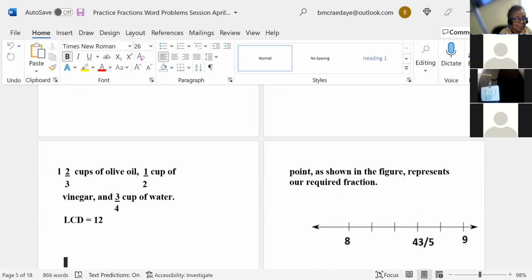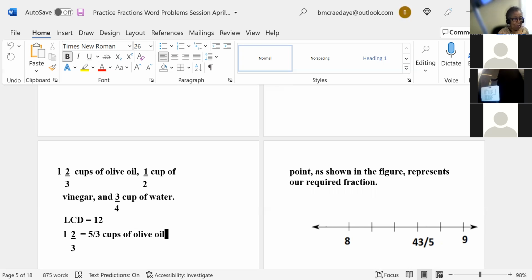First, make your mixed number an improper fraction. So make this 1 2/3. Just put it here. Maureen, 1 2/3 is what as an improper fraction? 5/3. Very good. 3 times 1 is 3 plus 2 is 5. So that would be equal 5/3. And that would be cups of olive oil.